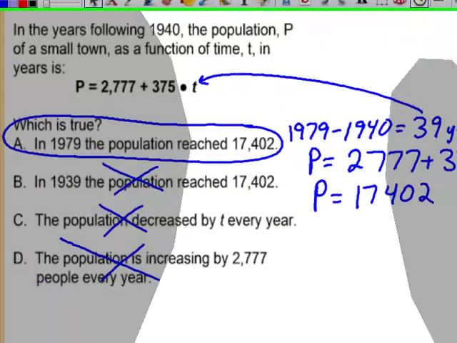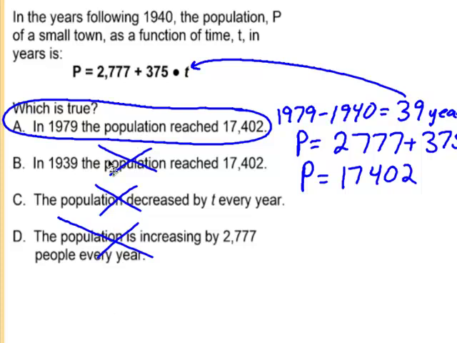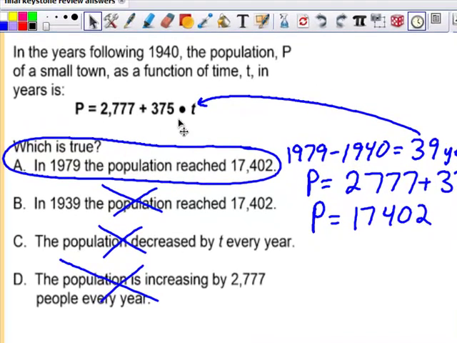Okay, next problem. This one, reasoning, just understanding the situation. Every year we increase the population. This is your rate of change right here by 375, and T stands for the year since 1940, and when you plug in 39, you're going to see option A is true. All the other ones are far off. They're easy to cross out.